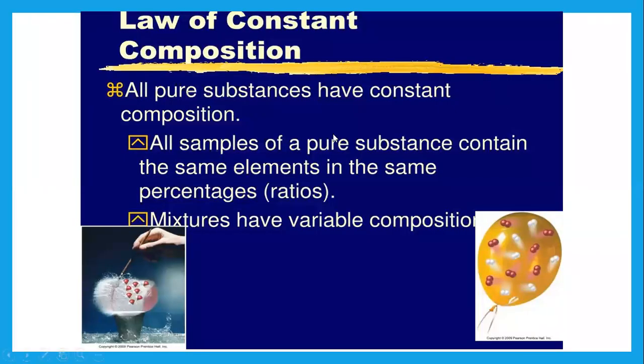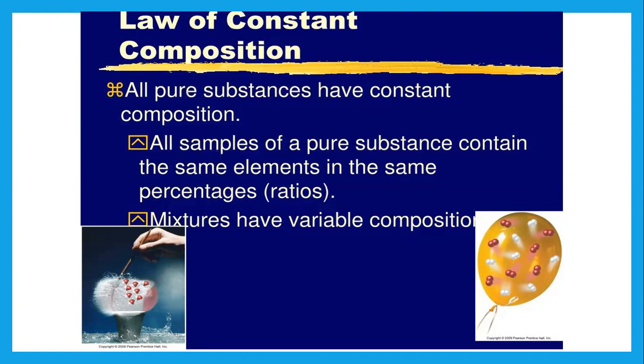Law of constant composition. By the beginning of the 19th century, 2 important laws of chemistry had been discovered. One was the law of conservation of matter, which you have already learned in your previous classes, which says that matter can neither be created nor destroyed. It is simply changed from one form to another. The second law is called the law of constant composition.